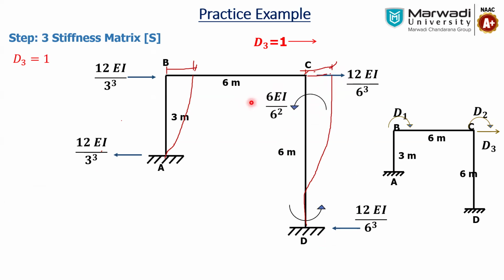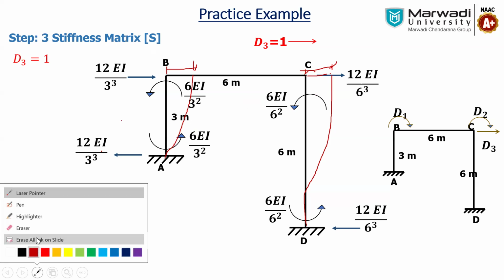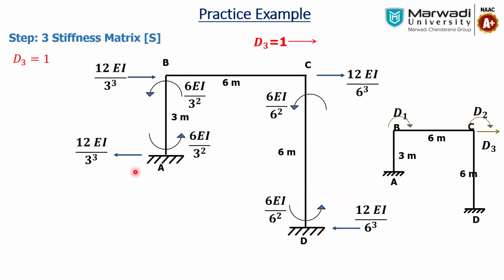Okay, so it is 6EI by L square, both anti-clockwise. Similarly in BA it is an anti-clockwise moment, 6EI by L square. Now here, as we are on the verge of the last column, let me see what the moment at B is. That is 6EI by 3 square, but as it is an anti-clockwise moment and here we are assuming clockwise, so it is minus 0.67.